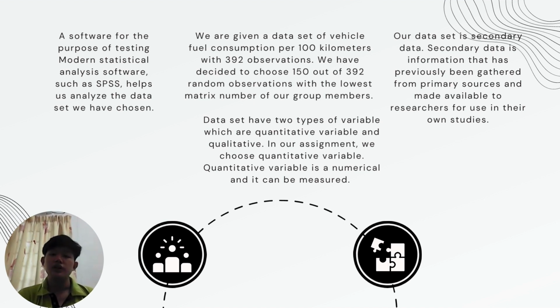We are given a data set of vehicle fuel consumption per 100 kilometers with 392 observations. We decided to choose 150 out of 392 randomly, using the lowest matrix number of our members, which is Fong Wei's matrix number A22A0101. Our data set is secondary data, which was previously gathered from primary resources and made available to researchers to use in their study. There are two types of variables, quantitative and qualitative.